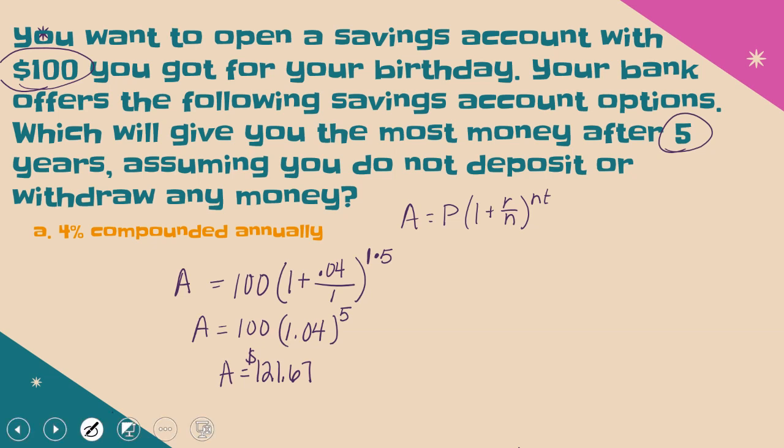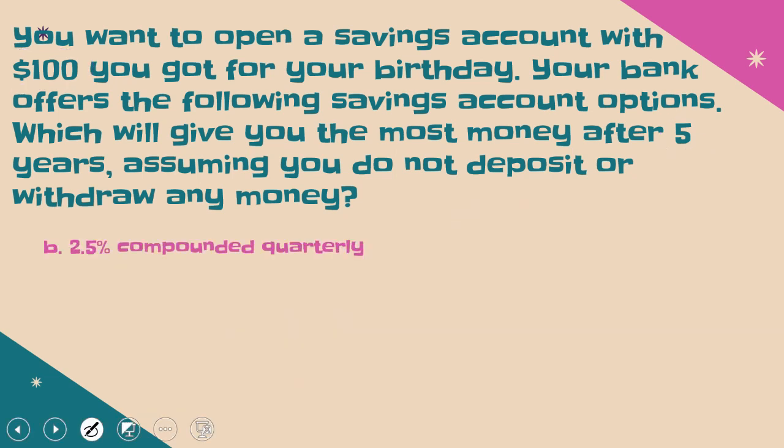Let's see what else the bank is offering. The second option is 2.5% compounded quarterly, which is going to be 4 times a year. We're going to use the same formula.